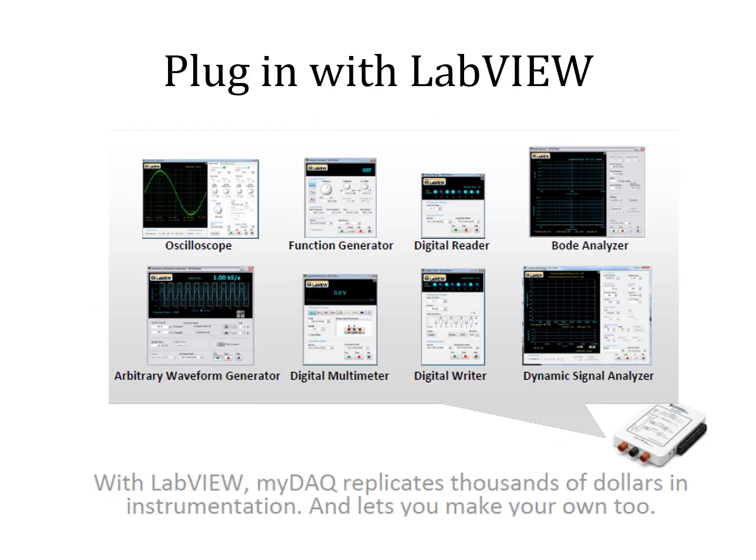So here is the slide where we have many functionalities. Using the same card we can generate functions. We can use it as a digital reader, even a Bode plot analyzer. So many functions can be designed within LabVIEW using the same hardware, that is MyDAC. So what is MyDAC? MyDAC is portable data acquisition hardware which is very useful, and it can be easily integrated with LabVIEW.